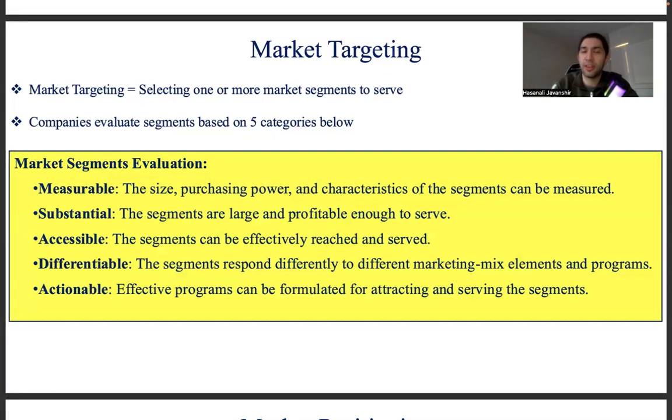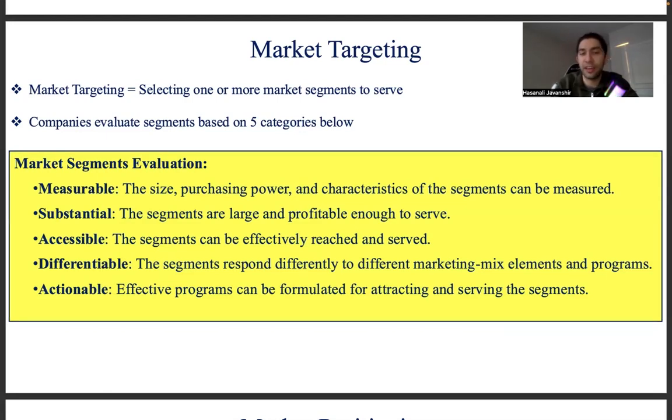Measurable means the size, purchasing power, and characteristics of the segments can be easily measured. Substantial means the segments are large enough and profitable enough to serve. Accessible means the segments can be effectively reached and accessed. Differentiable means the segments respond differently to different marketing mix elements and programs. If they don't respond differently, it means the segmentation is not well defined.